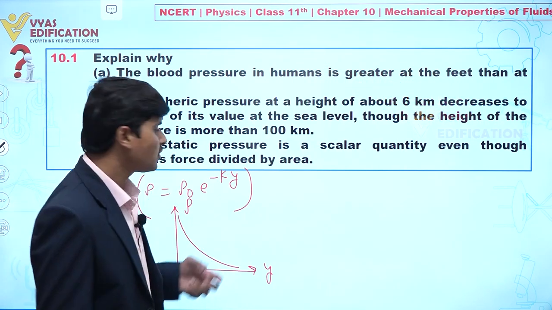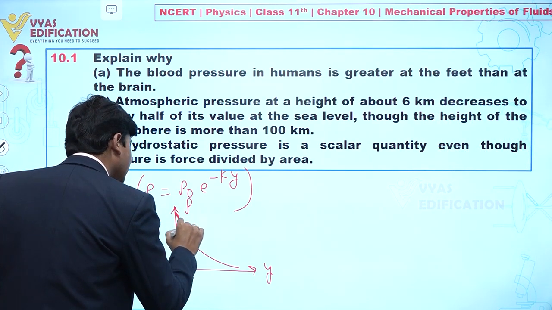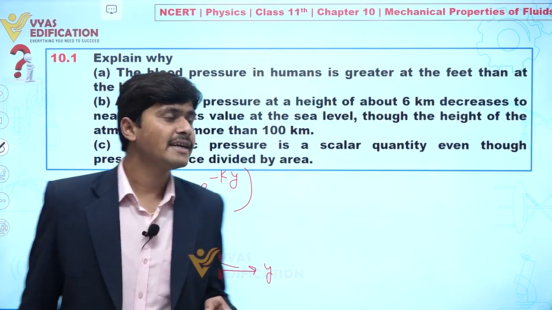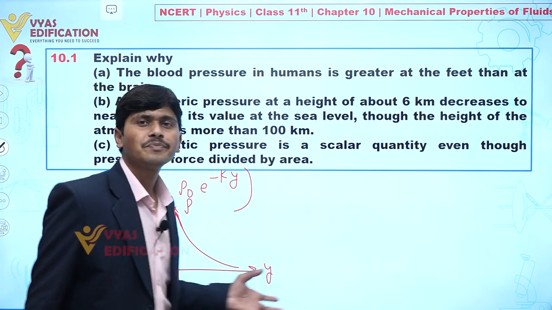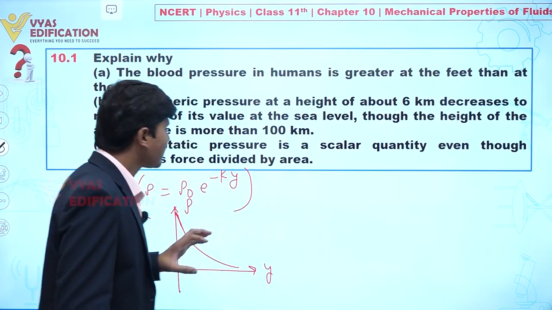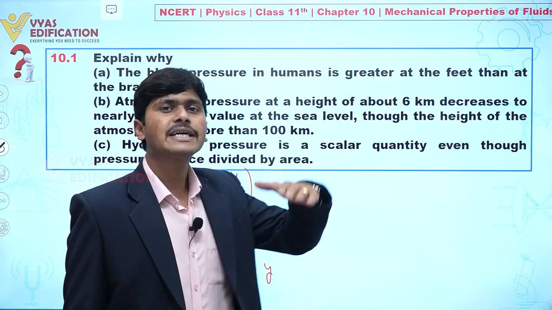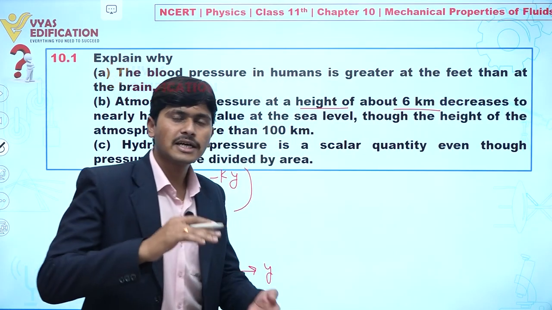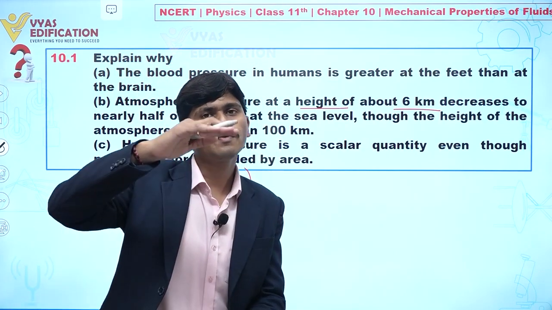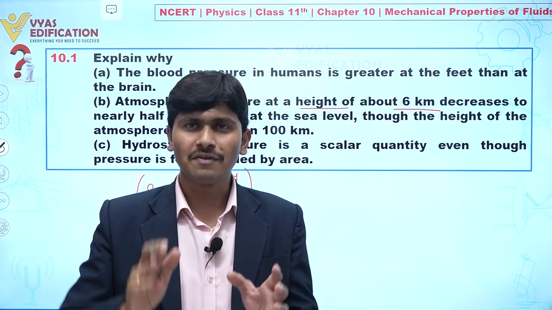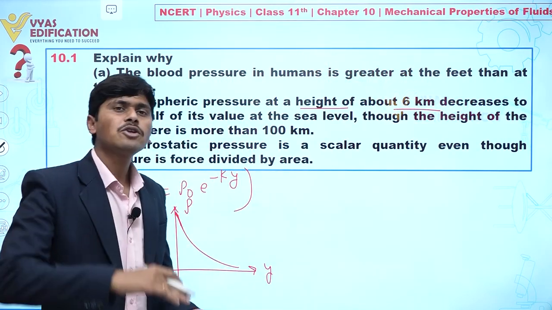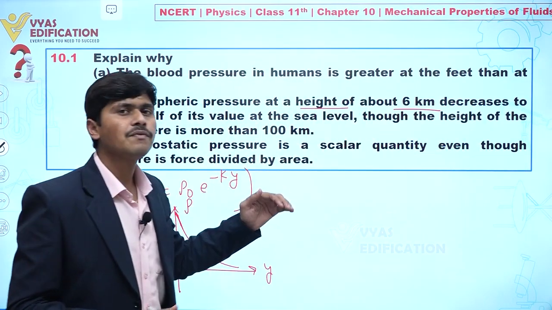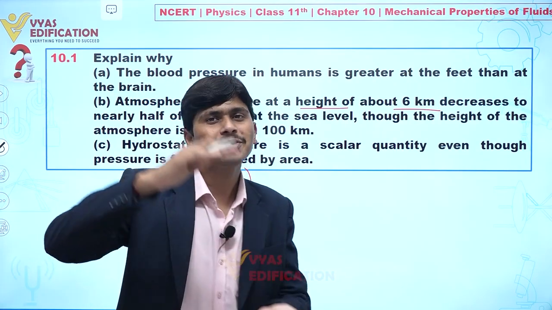This is an exponential decreasing curve. It means initially the density of the air decreases more compared to later. At a height of 6 km from the surface of the earth, the density decreases to half. But because we take the height of the atmospheric column to be approximately 100 km, the rest of the density decrease happens from 6 km to 100 km.